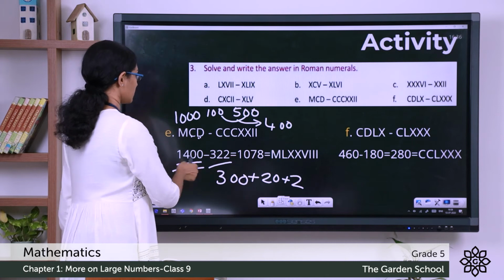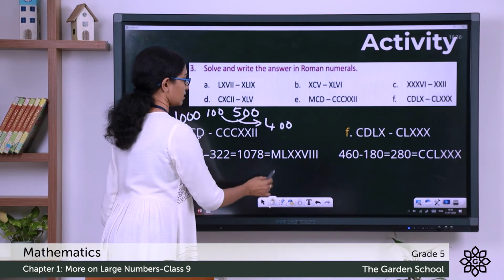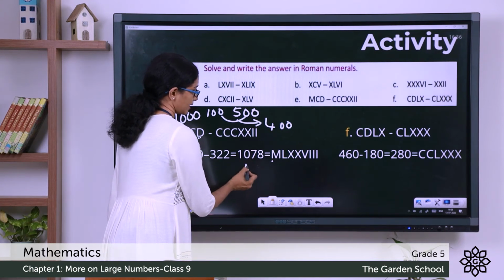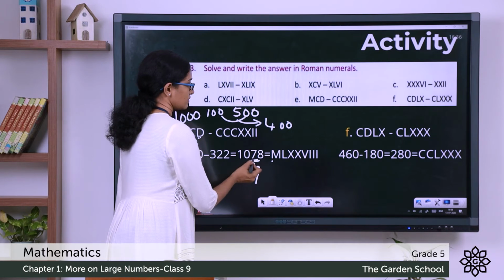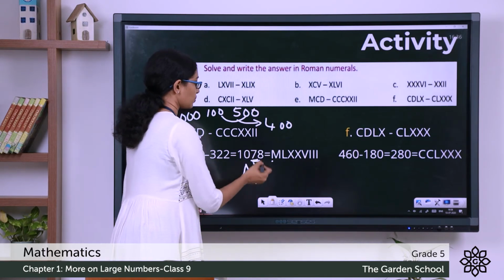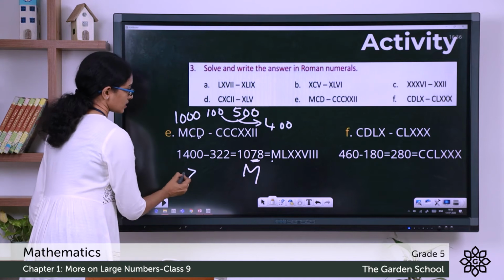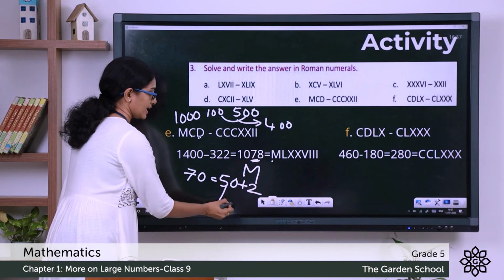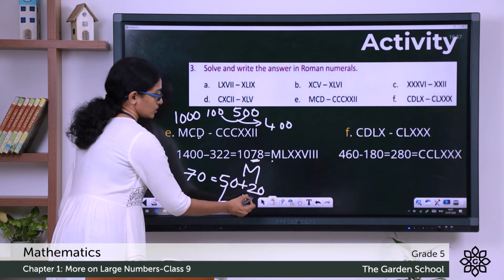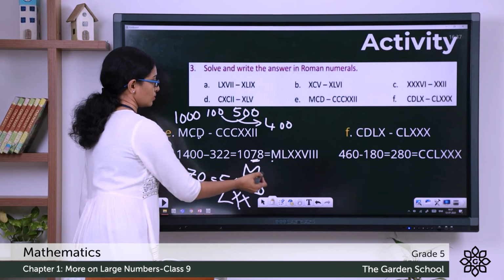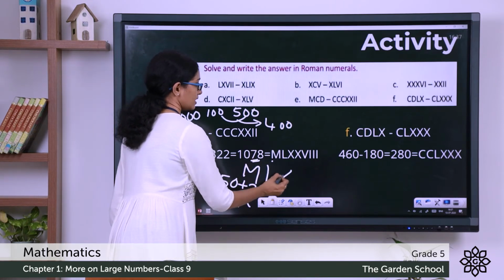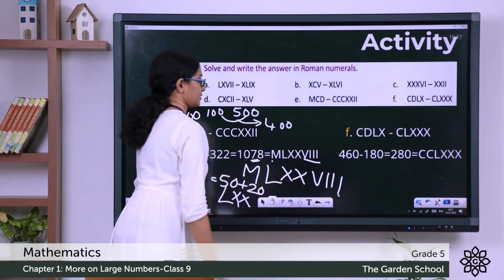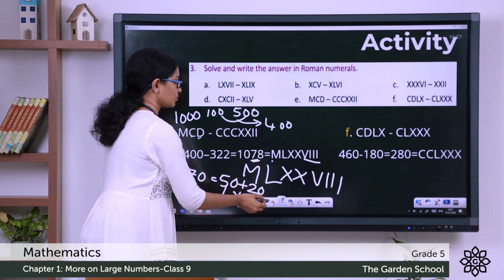Now how do we write the Roman numerals for this one? This 1000 is represented by M and 70. For 70 we don't have a symbol. So let's put 70 as 50 plus 20. 50 is represented by L and 20 is represented by 2X. So here it's M, L, X, X, and for 8 we have V, I, 3 I's. Hope this is clear to you. Now let's see the last one.